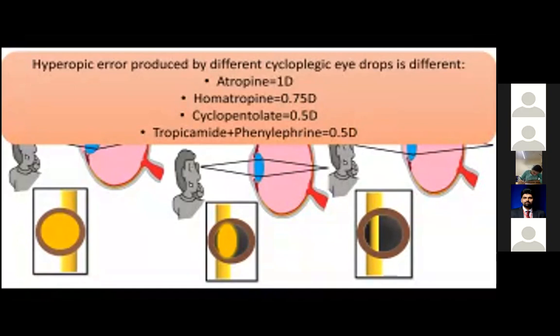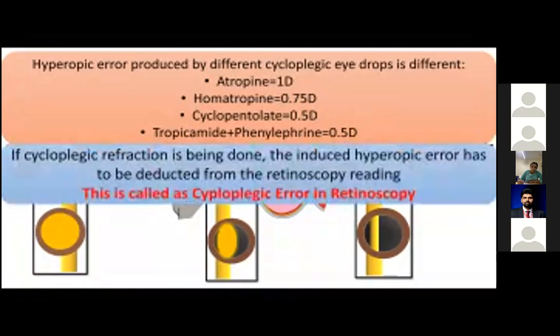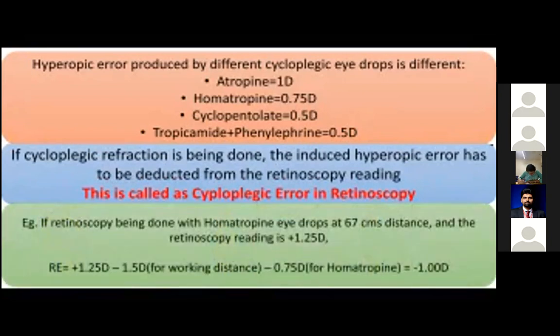So when we are giving the prescription to the patient, the hyperopic error induced by this cycloplegia has to be accounted for. That is why this is called the cycloplegic error in retinoscopy, and we have to subtract this along with the working distance. So look at the example. If retinoscopy is done with homatropine eye drops at 67 centimeters distance, and the retinoscopy reading is plus 1.25 diopters, then what is the actual refractive error?